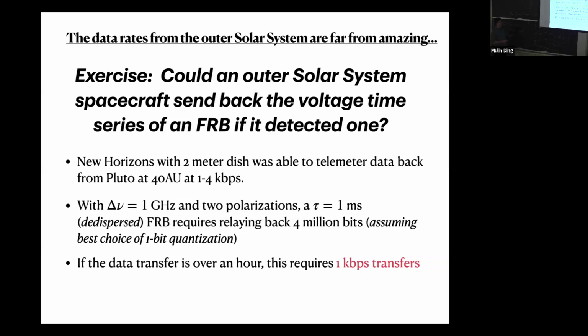Do we need something much greater than that, is the question, or can we get by with these minuscule data rates? Well, it turns out the key thing here is we only have to send back a millisecond of the voltages, and so the numbers work out. If you're sending back a millisecond of voltages, then you need to send back about 4 million bits. If you do this over an hour, this is just 1 kilobit per second, which is totally achievable. In fact, probably we have a bigger dish to send it back with.